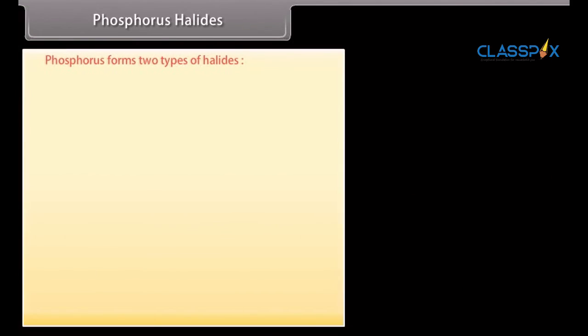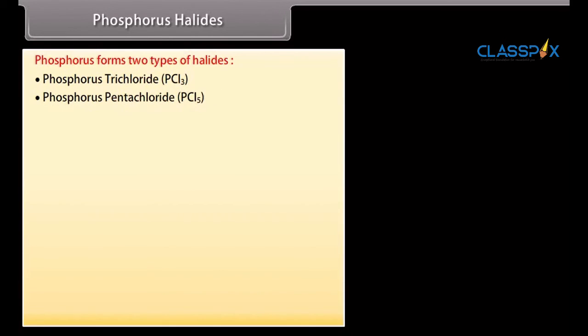Phosphorus halides. Phosphorus forms two types of halides: phosphorus trichloride and phosphorus pentachloride.